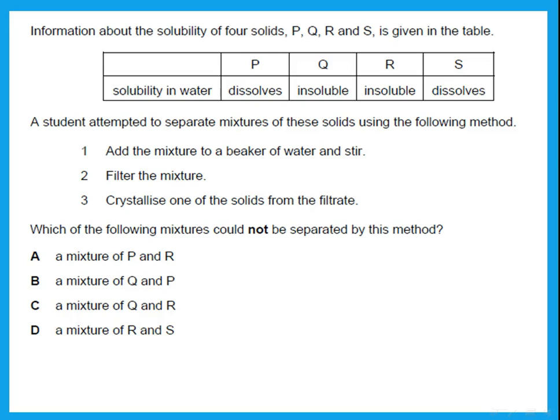Could not be separated by this method means both will dissolve or both are insoluble. So P and R will be separated because one of them dissolves and the other does not. Q and P, where is Q and P? P dissolves and Q does not, so that will be separated. Mixture of Q and R will not be separated because both of them are insoluble, so my answer is C. And of course R and S will be separated because one of them dissolves and the other does not.